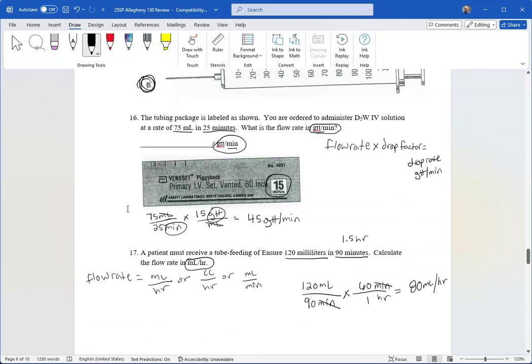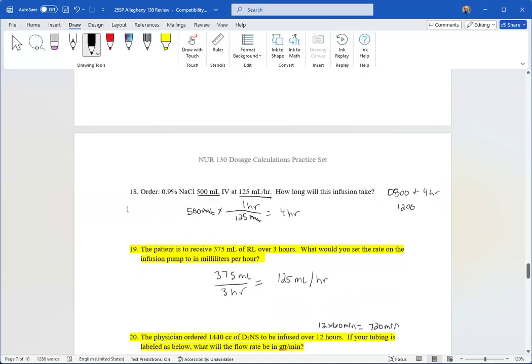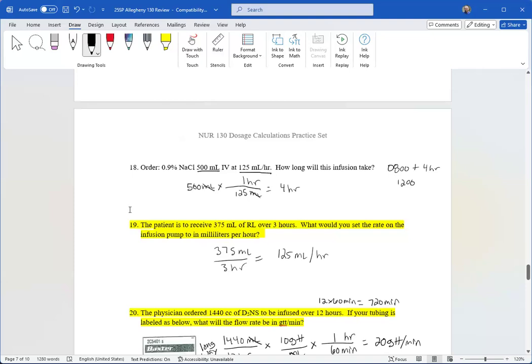All right, let's do some more of these flow rate questions. I started tackling these on Thursday. That is correct. You are drawing up the regular insulin first. That's why the textbook has you mark it in that particular manner.